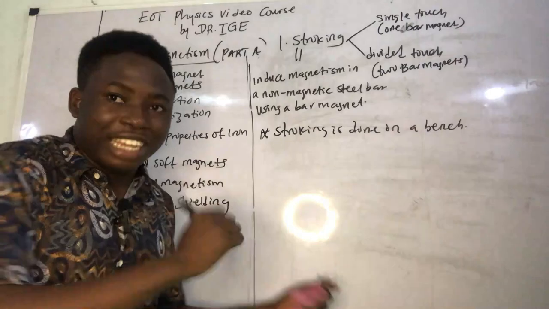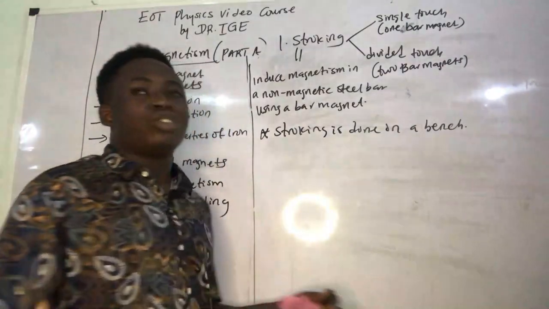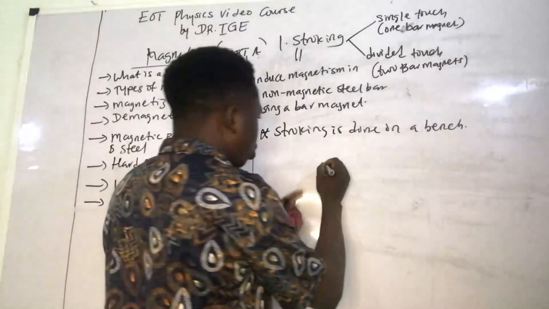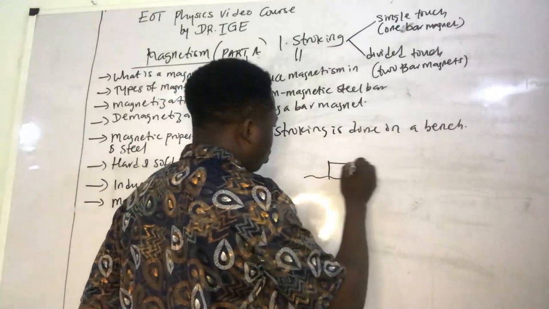Stroking is done on a bench. Do you get? So in case they just ask you, which of the following can stroking be done on, you just know that it's a bench. So let's think about the divided touch. Now, for example, this is the bench.